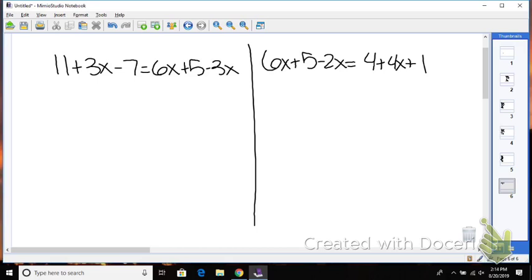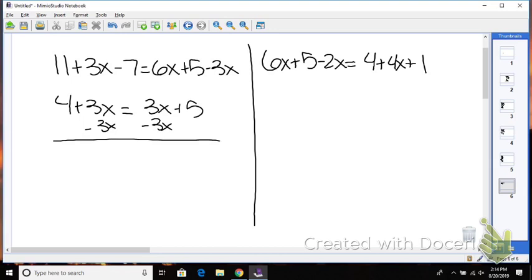Let's look over here for a minute. 11 minus 7, we get 4. So I have 4 plus 3x equals 3x plus 5. Then I'll move this 3x over. Uh-oh. What is happening? 0 equals 5. Oh my goodness, this is crazy mathematics. So I'm getting 4 equals 5. Is that true? Not in my world. If I've got 4 suckers and 5 suckers, that's not the same. 4 doesn't equal 5.